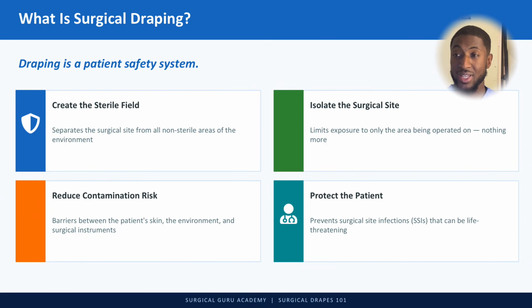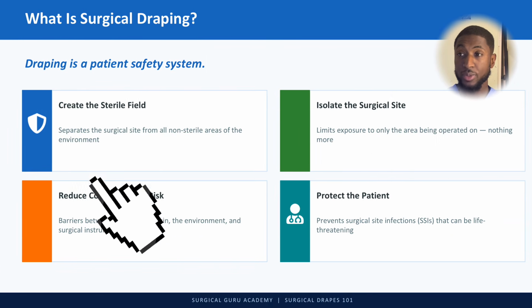The next one is isolate the surgical site. So it limits exposure to only the area being operated on, nothing more. Everything else is covered. That way we can make sure that that area stays as clean as possible, and it protects the patient. It prevents SSIs, which are surgical site infections that can be life-threatening. So that is the purpose of draping and surgical draping.